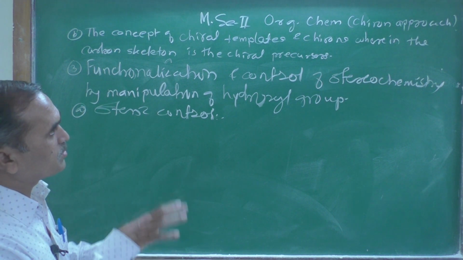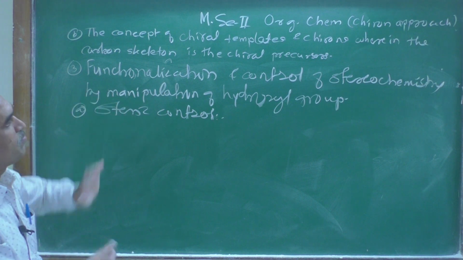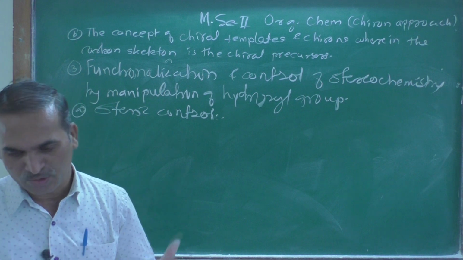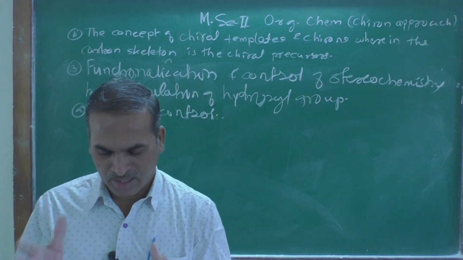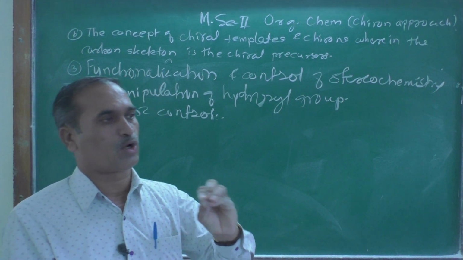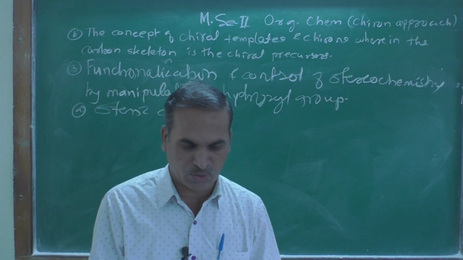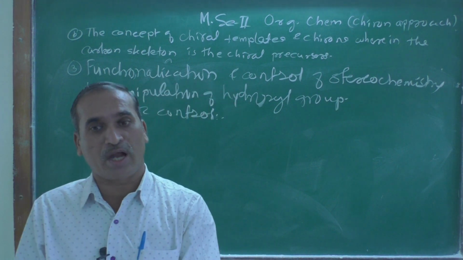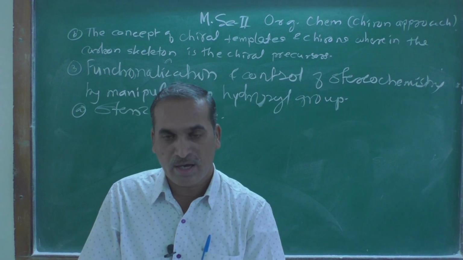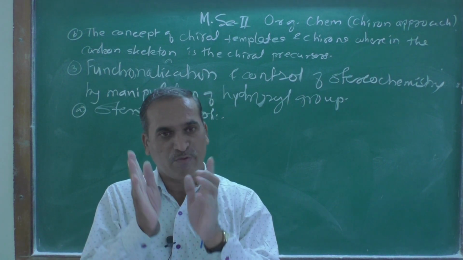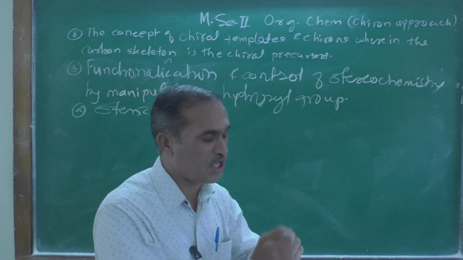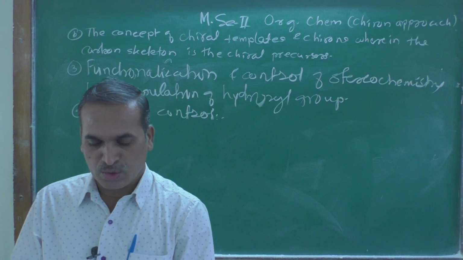functionalization and control of stereochemistry by manipulation of the hydroxyl group, how we can manipulate this group. We know that carbohydrates are polyhydroxy aldehydes and ketones. So the hydroxyl groups play a very important role in the carbohydrate while framing the carbon skeleton. And first is steric control, how we can control this.